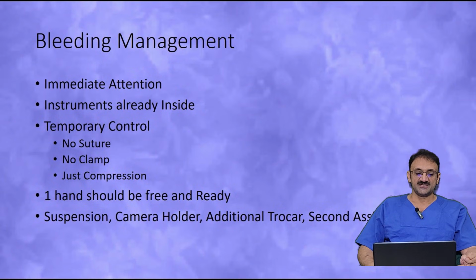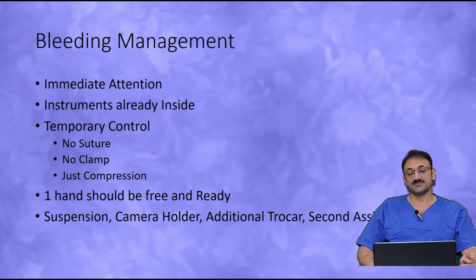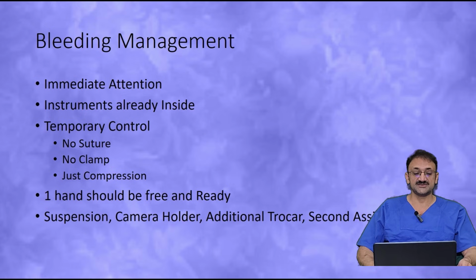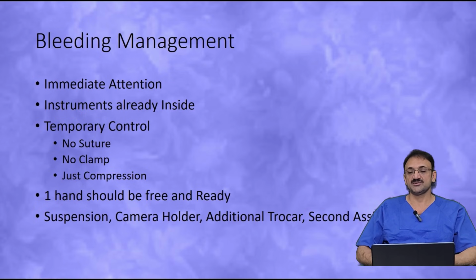So the steps of management will be repeated again and again. As I said, top of the line management is immediate attention. It shouldn't be that there is bleeding and you keep on with your procedure, and in the meanwhile the patient is losing a lot of blood pressure, a lot of blood, and becomes hemodynamically unstable. In the face of pneumoperitoneum, it will be difficult for the anesthetist to control the situation then. So immediate attention must be paid to any bleed, because there is pneumoperitoneum.